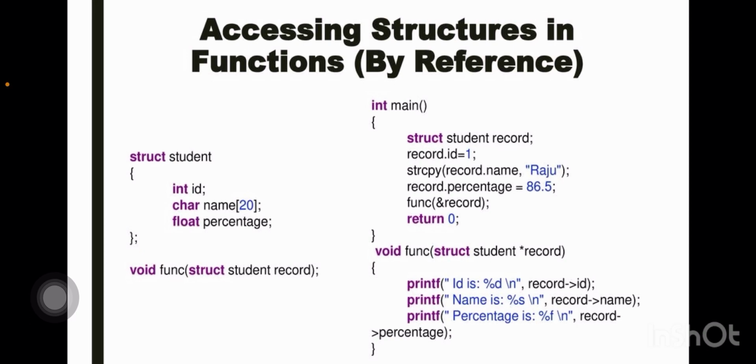The main difference is that here we are calling the function by passing the address of the structure variable, and in the last method we were calling the function by just passing the value of the structure variable, that will get copied into a formal parameter.